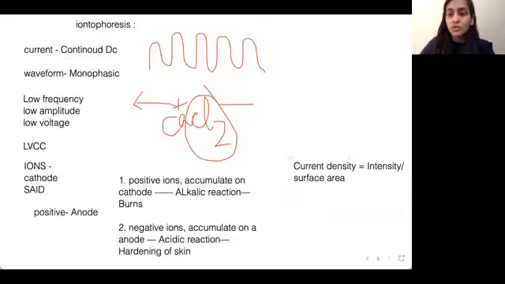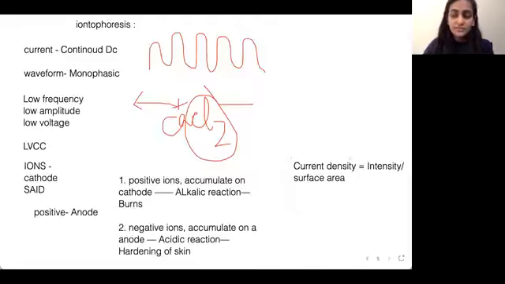If you want to avoid burns, you want to prevent the current density from getting too high. What do we do? We can increase the surface area, right? You can increase the size of the electrode that you are using, so you can increase the surface area.